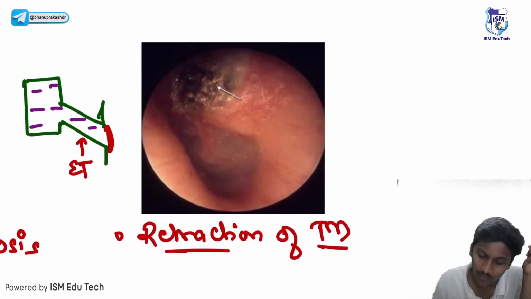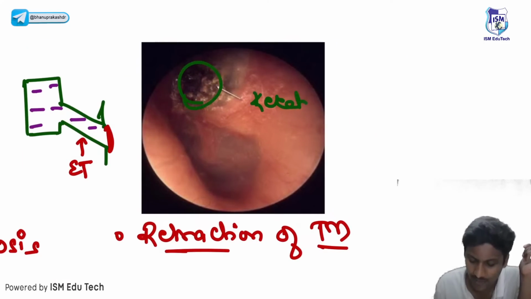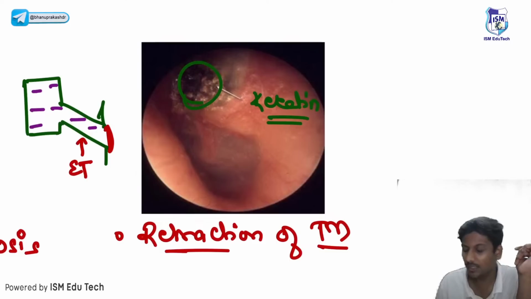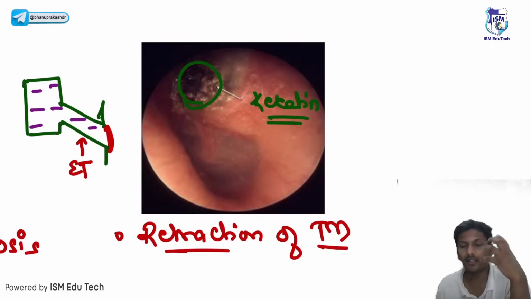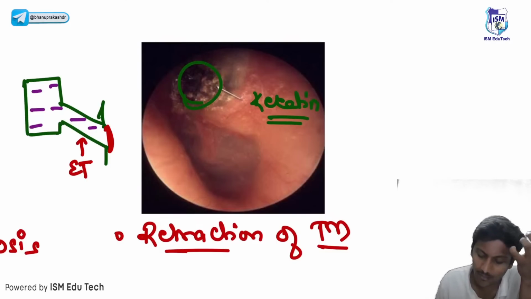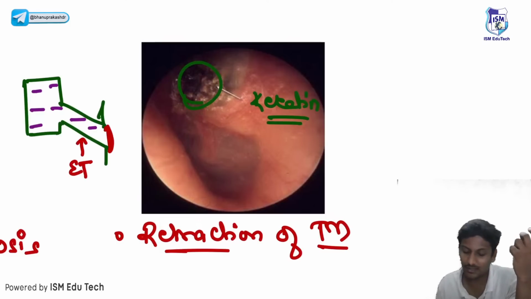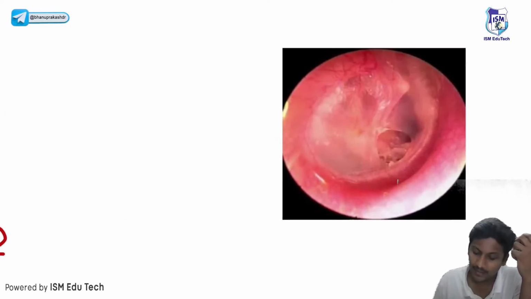Okay, along with that, you are able to see this blackish appearance. That is nothing but the keratin which has been deposited in the retracted part of the tympanic membrane. You can see the black colored material is nothing but the keratin which has been deposited. Okay, next, what is this?